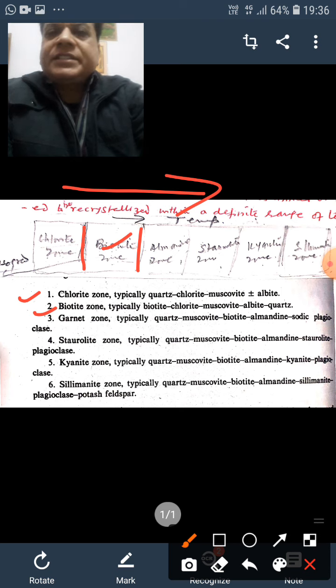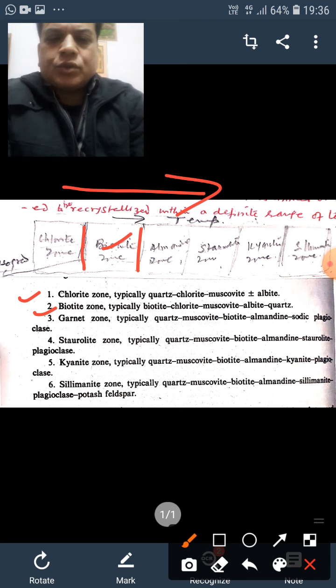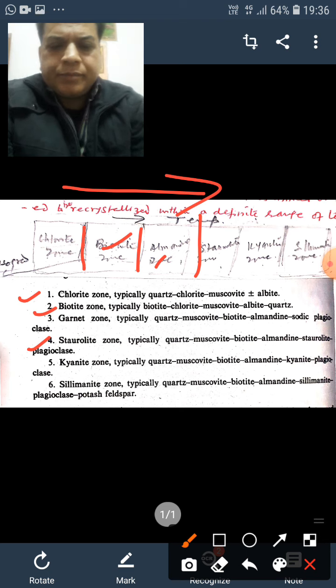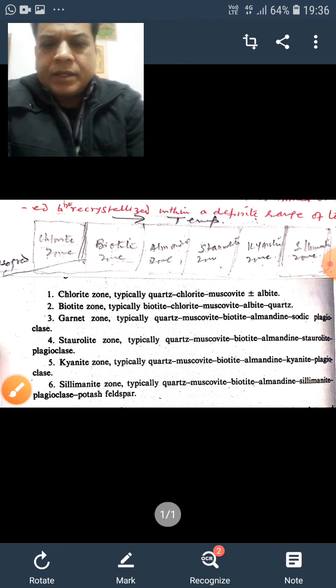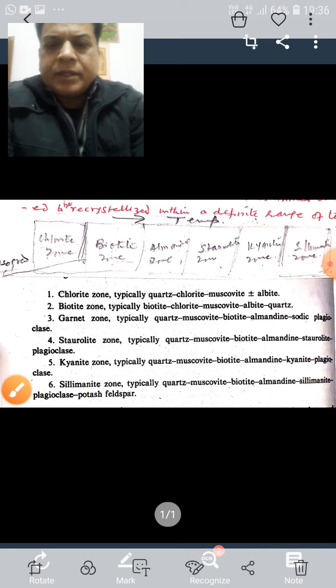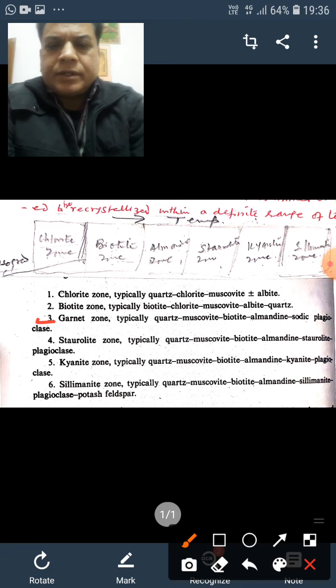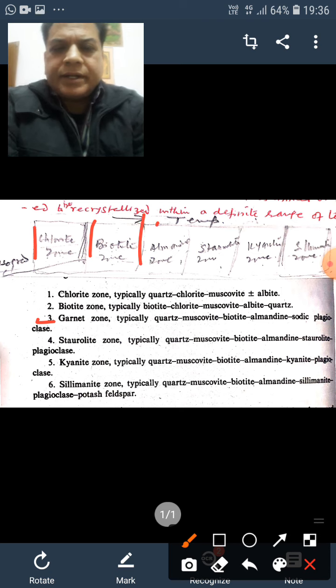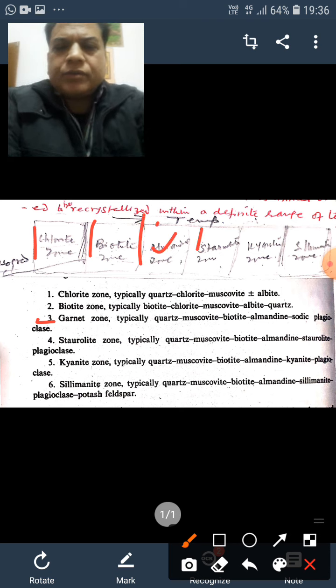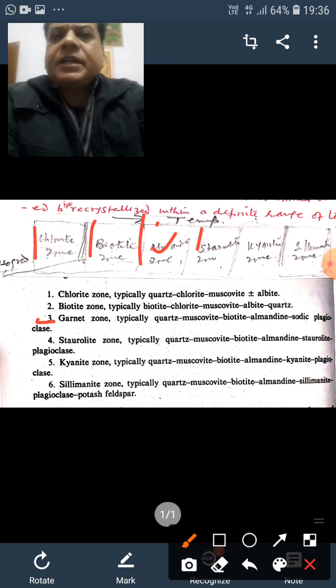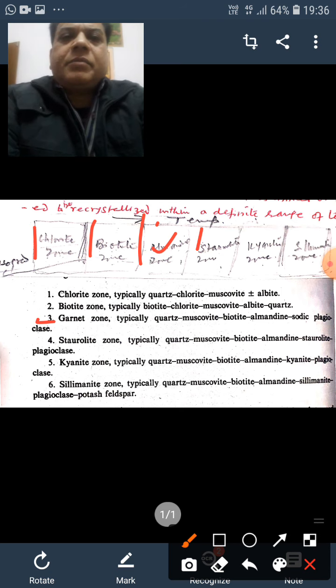Then further with increasing temperature is the garnet zone. This is almandine garnet that we are talking of. The garnet zone typically has quartz, muscovite, biotite, almandine, sodic plagioclase. This is the mineral assemblage of your garnet zone.